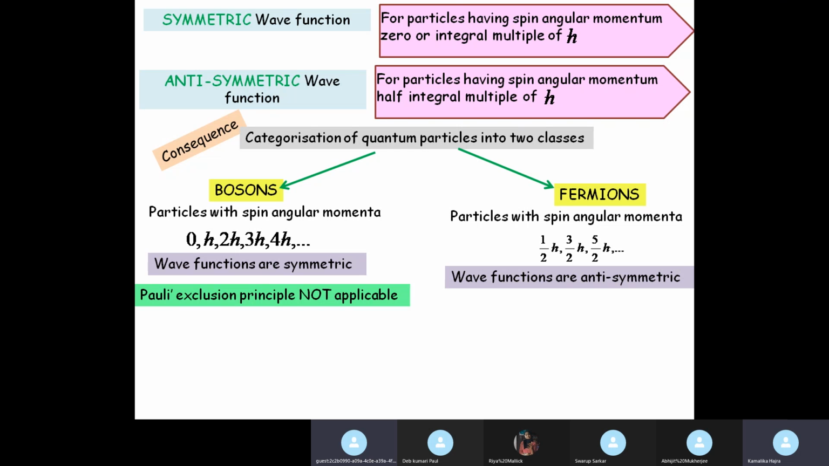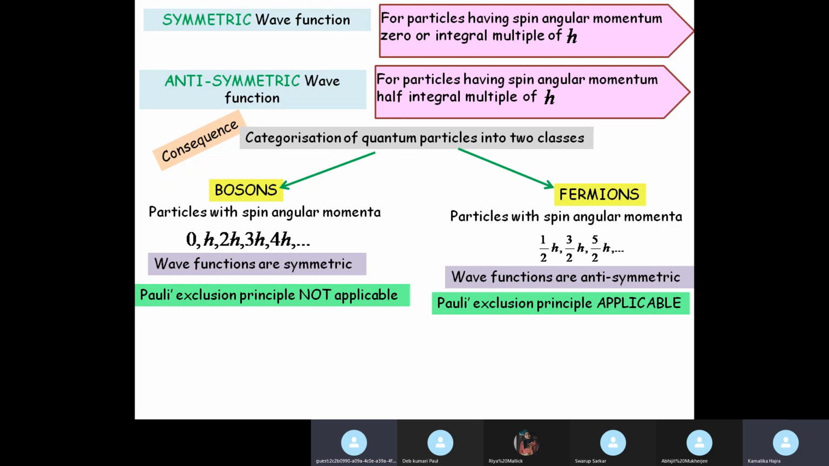Pauli's exclusion principle is not applicable to bosons. So bosons are particles that are friendly. You just have to remember this, that bosons are particles that are friendly. They can sit together in the same state. There is no restriction to the number of bosons that can occupy a single state. Whereas fermions are not very friendly. I mean, they can be friendly, but they don't share their space with others. Pauli's exclusion principle is applicable to fermions. A single state allows only the occupancy of a single particle.